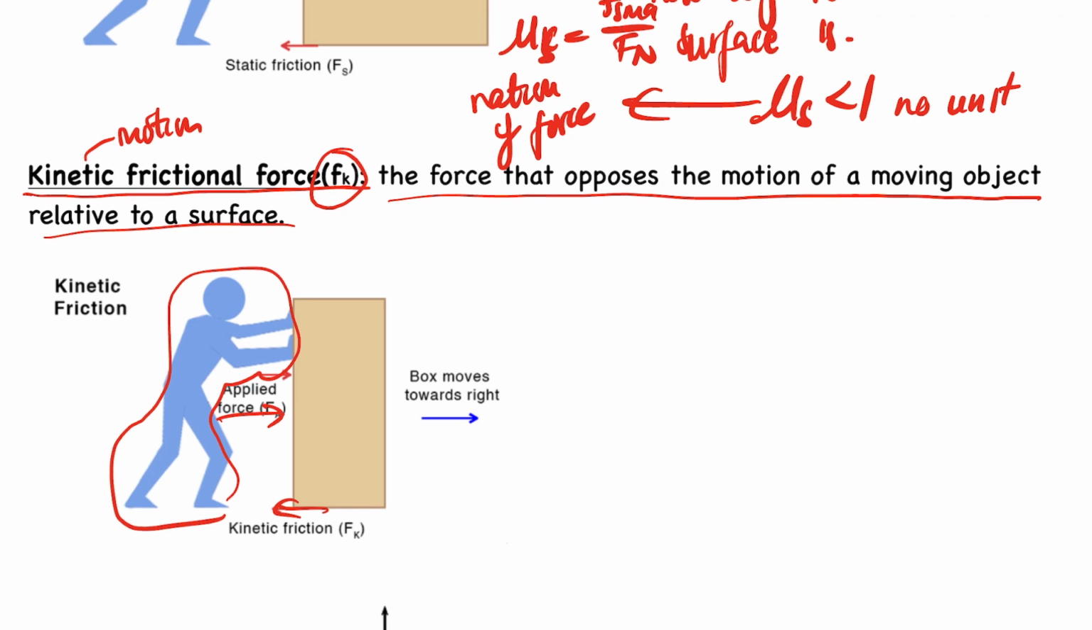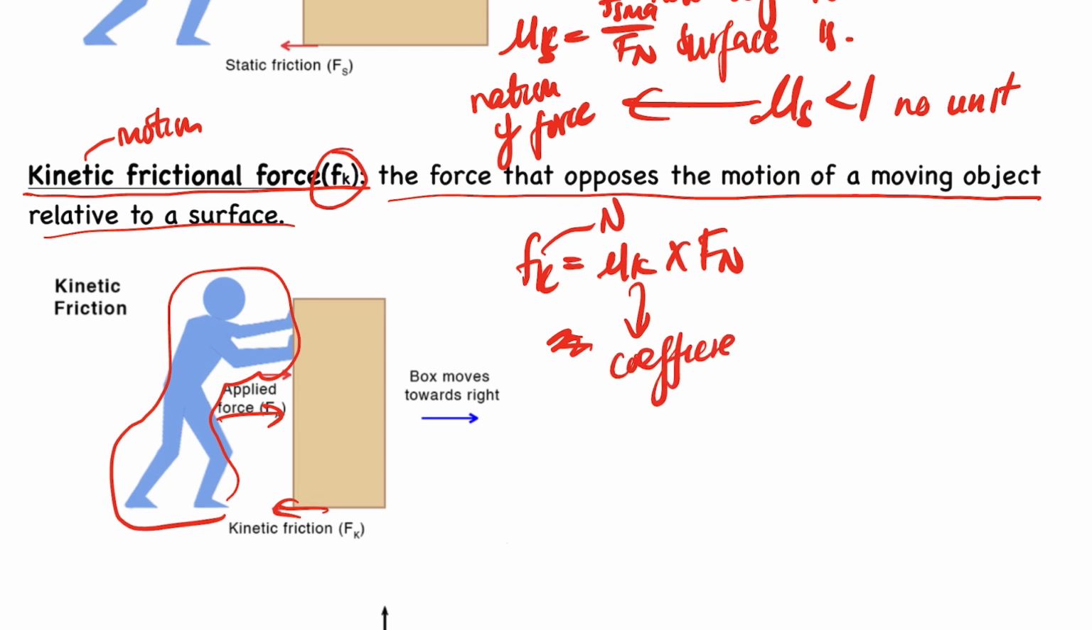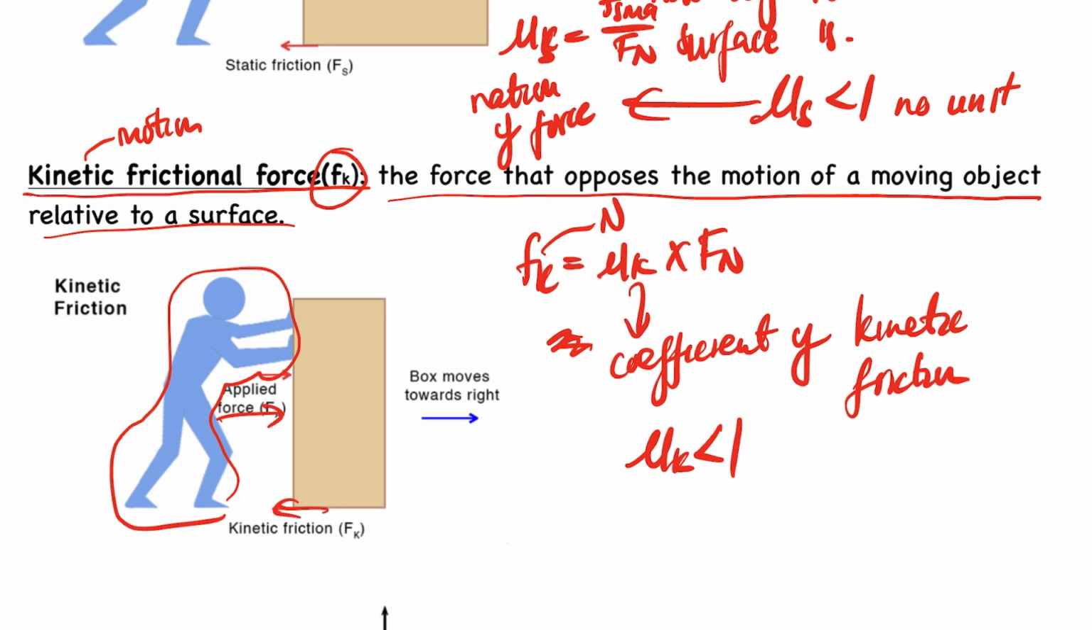So the formula for the kinetic frictional force is Fk is equal to mu k times the normal force. I've shown you the normal force. As I've mentioned, the frictional force is measured in newtons, and this one is a coefficient. Again, this is the coefficient of kinetic friction, mu k, and it's less than 1 as well, with no units. Why doesn't it have units? It's a ratio as well between two forces, and it must be less than 1.